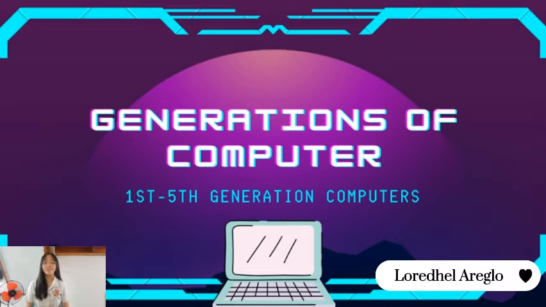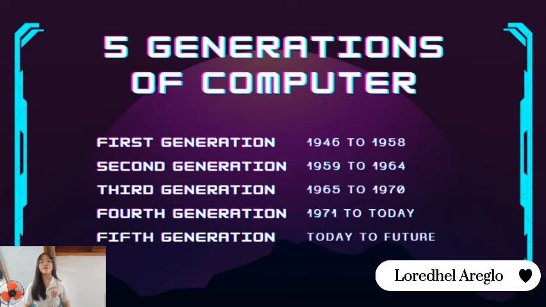A pleasant afternoon. I am Lourdel Areglo, one of the reporters for today's discussion, tackling the 5 generations of computers. First, let us talk about the first generation that appeared from 1946 to 1958, where it used vacuum tubes as the basic component for its memory.